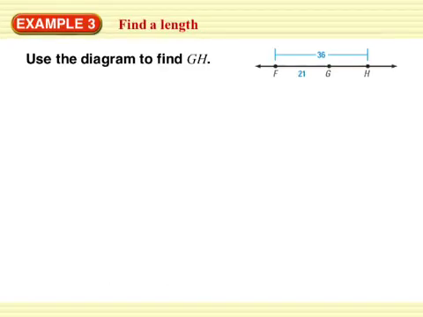Here we have use a diagram to find GH. If you see here, we know the whole length, and we know this segment. We can use the segment addition postulate to figure out what this is. It's really the whole piece minus the little piece will give us that. Pretty simple, right?